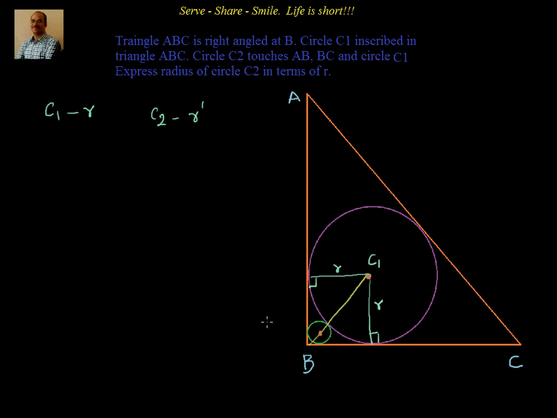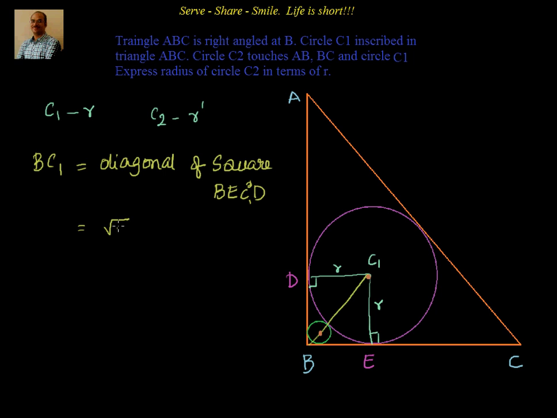For that, first let us say this point is D and this is E. We know that BEC1D is a square. So what is BC1? BC1 is the diagonal of the square BEC1D, and we know the side of the square is R, therefore the diagonal is root 2 into R. Now but what is this diagonal equal to? So let's try to understand that.